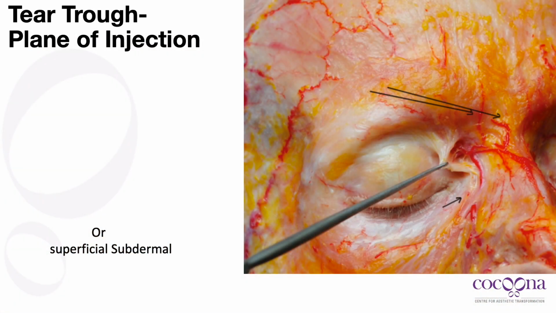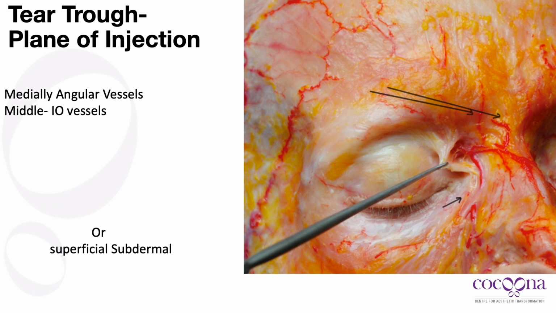So what is the plane of injection in the tear trough region? The angular vessels are located medially. In the upper part, they are deep underneath the periosteum. They penetrate the periosteum and lie just underneath the orbicularis muscle.